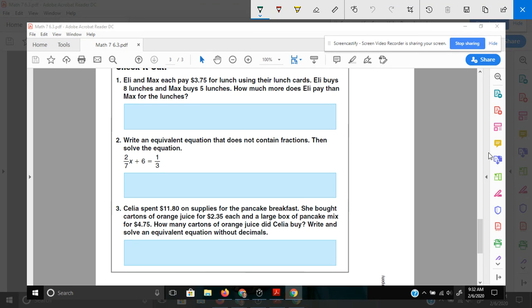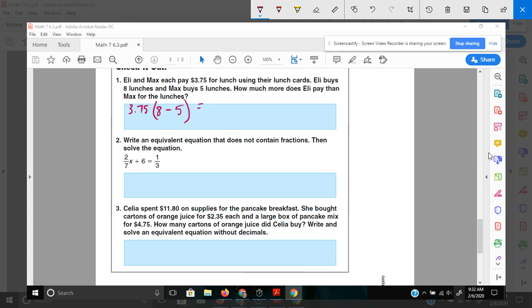All right, for number 1, Eli and Max each pay $3.75 for lunch using their lunch cards. Eli buys 8 lunches and Max buys 5. How much more does Eli pay than Max? Okay, so if I were to write an equation for this, I would say, well, each lunch is $3.75. And what I'm going to do is take the difference between these two. Eli buys 8, and I'm going to subtract how many Max buys, because that'll tell me the difference between the two of them. Difference, remember, means subtract.